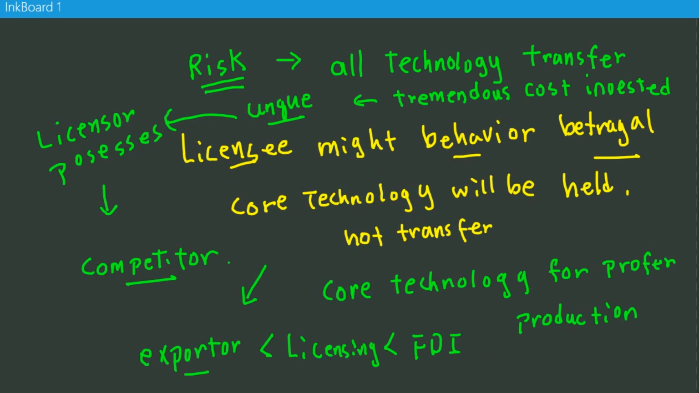I told you several times the meaning of betrayal behavior is that later on, after accumulating technology transferred from the licensor, independently, they can try to establish a new business on the basis of the licensor's technology. And the core technology by the licensing contract will be exposed to the market. Then the technology exposed in the market will be easily imitated by your competitors.